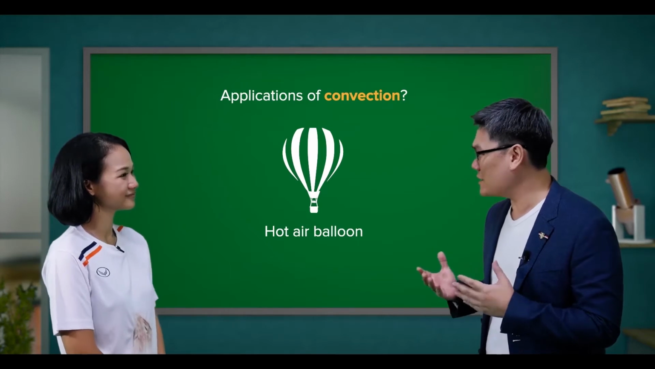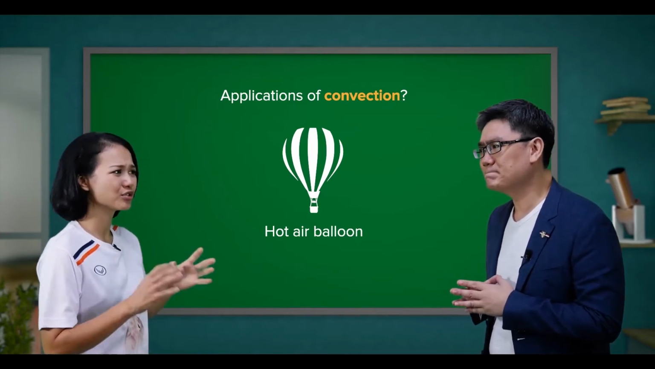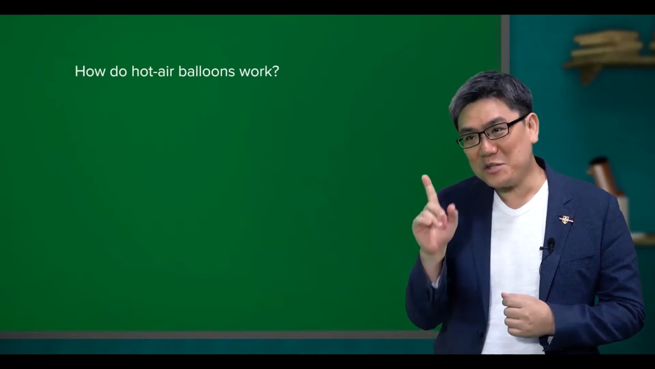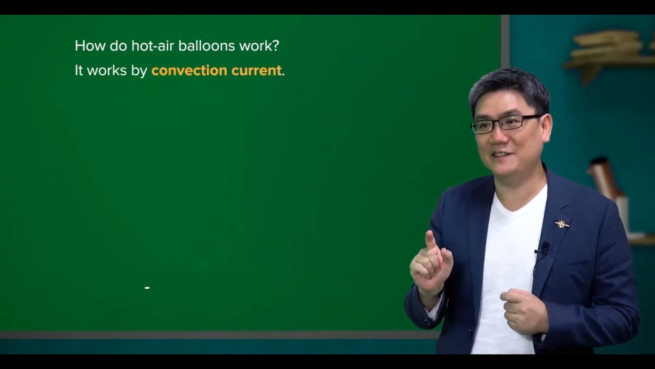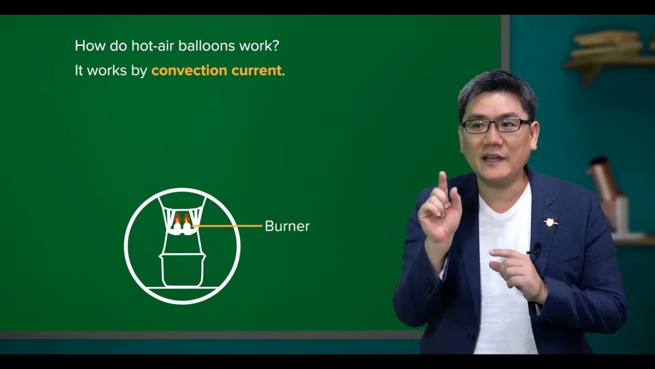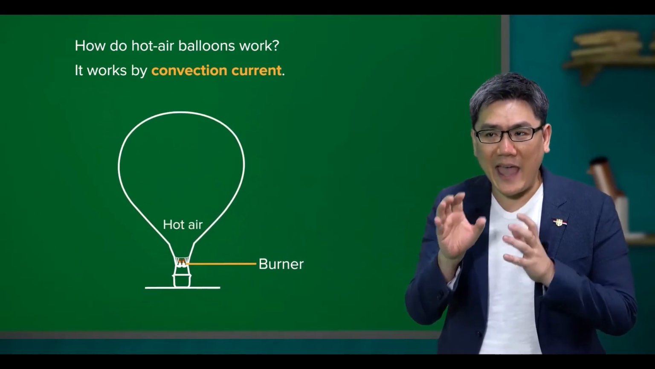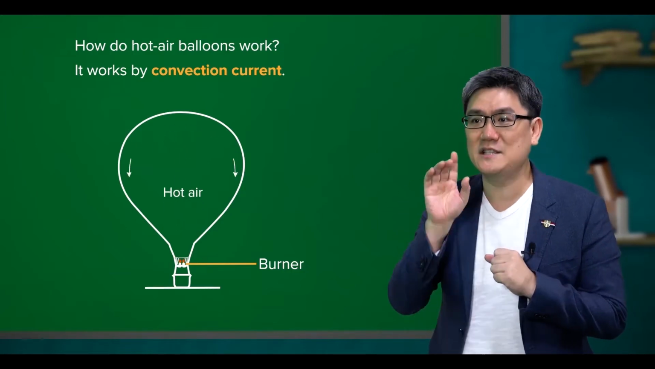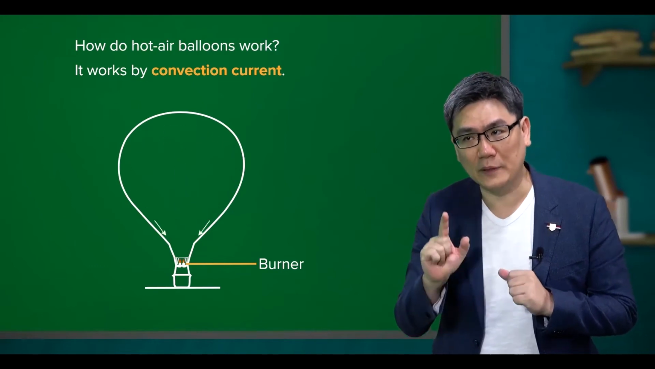Do you know how it works? Not really, but I do have a feeling it has got to do with the fact that hot air rises. Your intuition is correct. It works by convection current. You see, the burner at the bottom of the balloon will heat up the air. As air gets heated up, it expands and the density is lowered. As such, it rises to the top of the balloon.